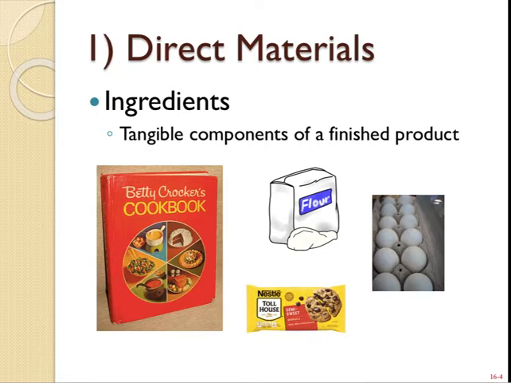Okay, so it could be just stuff in its rawest state, like flour and eggs, or it could be stuff that somebody's already started the manufacturing process on, and then you're just furthering it, right? So we buy the chocolate chips ready made, but then that's going to go into our product. Okay, so all of those ingredients are direct materials.